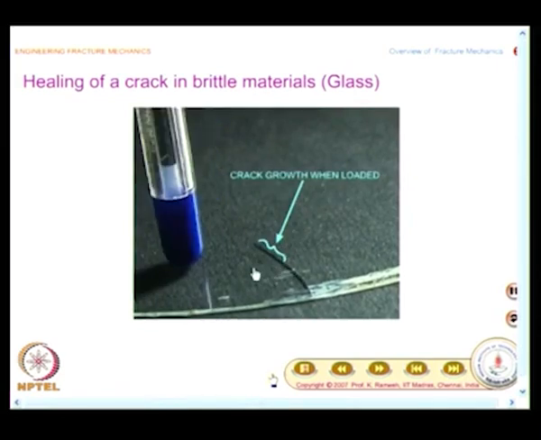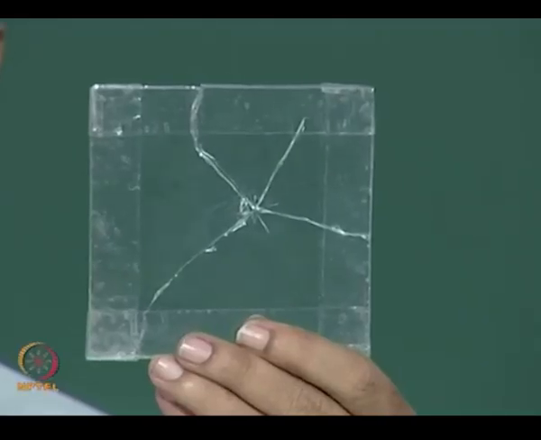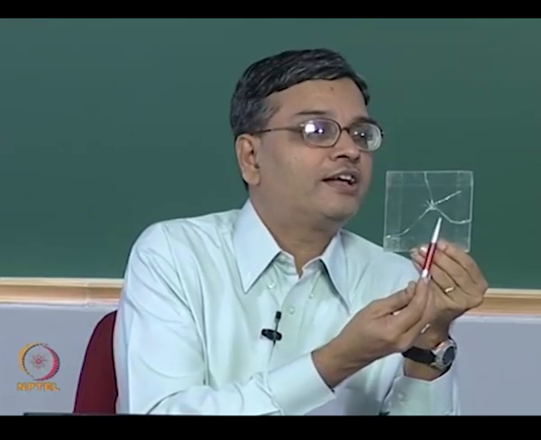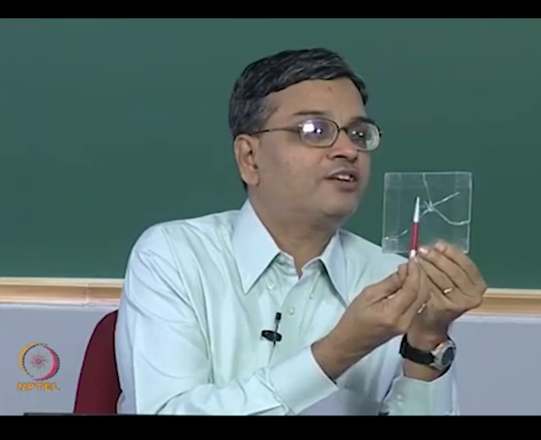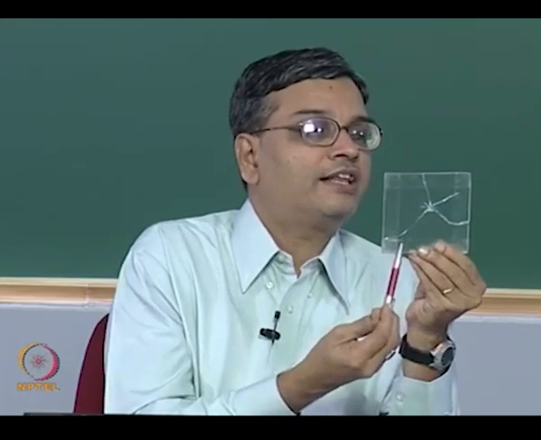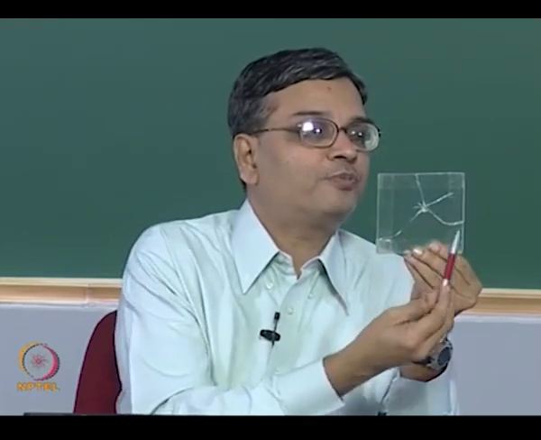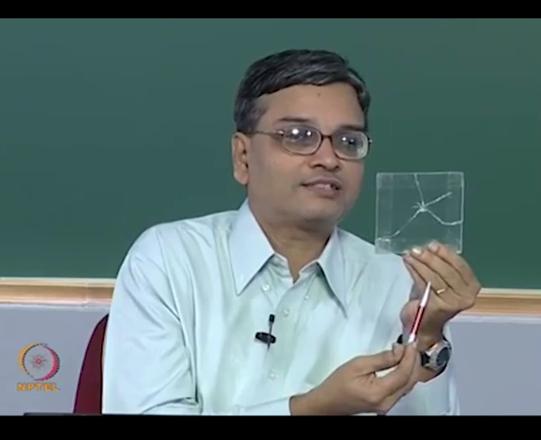And let me take one more example. Here I am showing a glass plate, I have just thrown a stone in this place, it got broken, and then I used cellophane tape to put them together and bring it to the class.